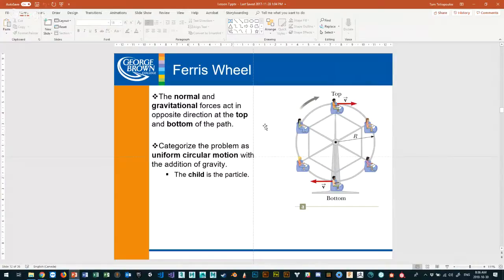So think about the child. If there's a child inside the car of the Ferris wheel, think about the gravitational forces at the top and the bottom. Where does he feel the least heavy? And where does he feel the most heavy? Think about that. So I've got vertical motion going this way. It looks like it's coming up this way, right? And at the top, is he feeling lighter or heavier compared to other places on the wheel?